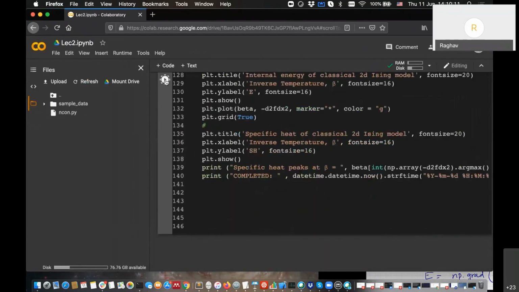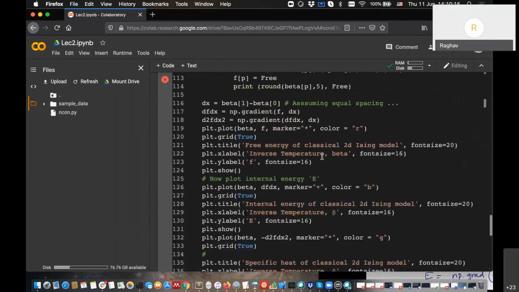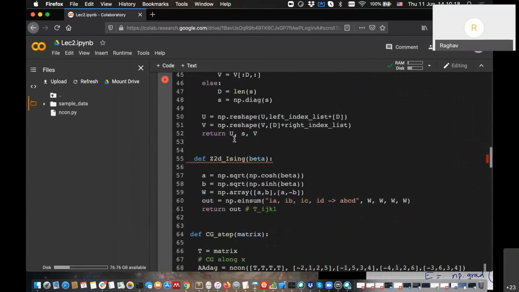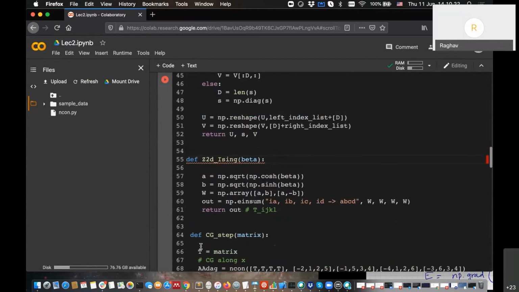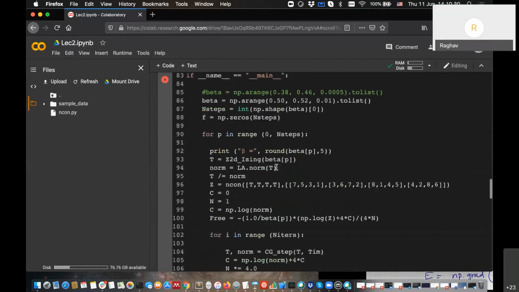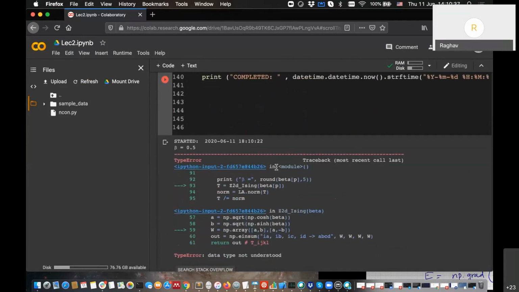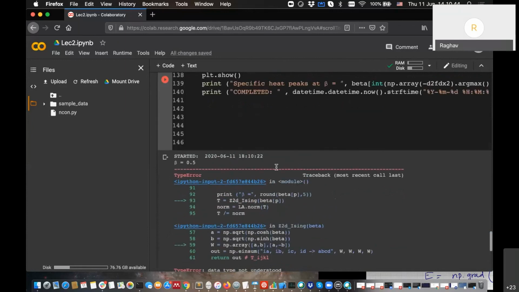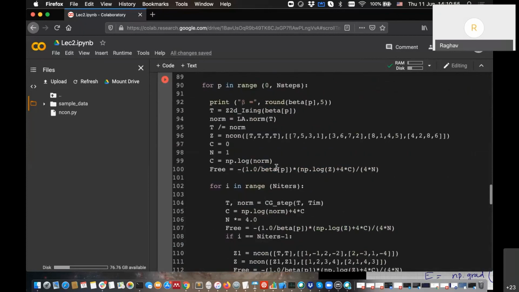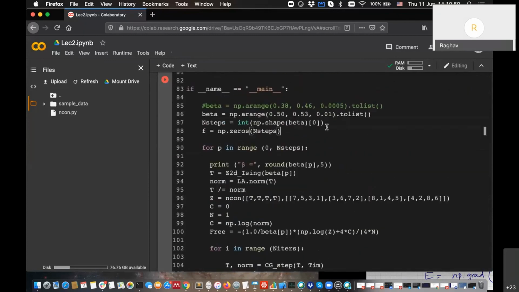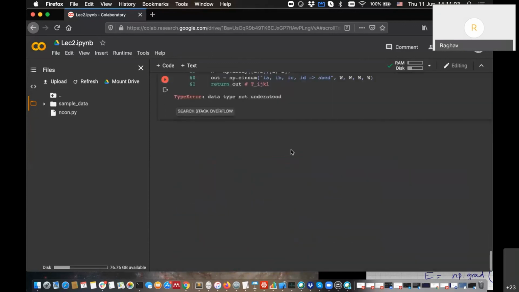Let's just try to run this if there are any errors. Okay, indent doesn't match on line 55. Okay, I see why. It should match now. Beta p. Interesting. So Z2D Ising beta p. What's the problem? Let's just compute it for, say, 59.